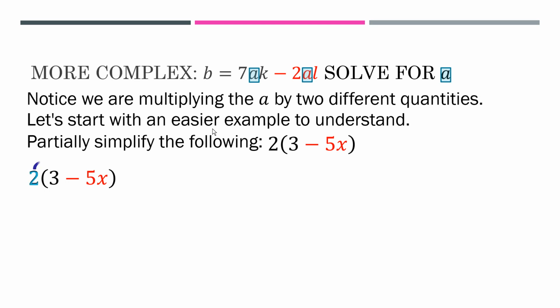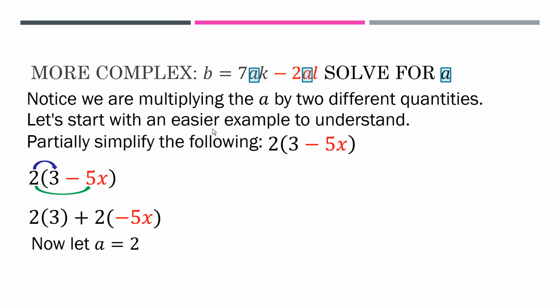So what we're going to do is distribute that 2. So 2 times 3. Then we're going to distribute the 2 again. 2 times that -5. All right? So we've done this plenty of times in this class already, so we can see what's going on here. Now, let's let a equal 2.